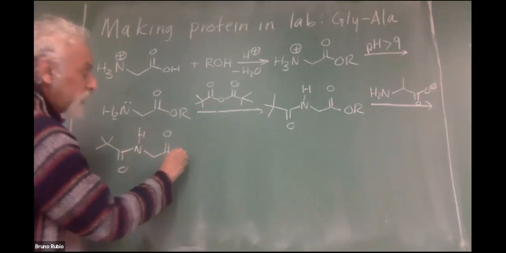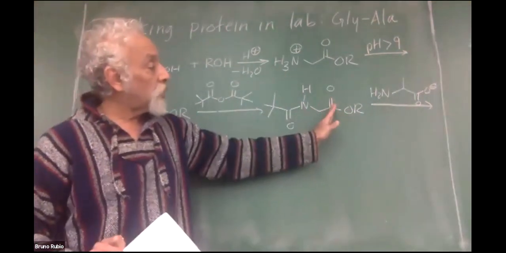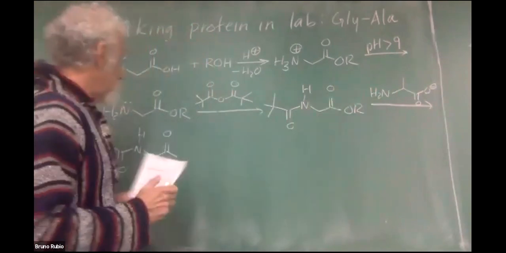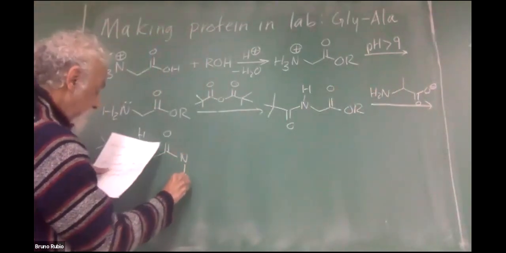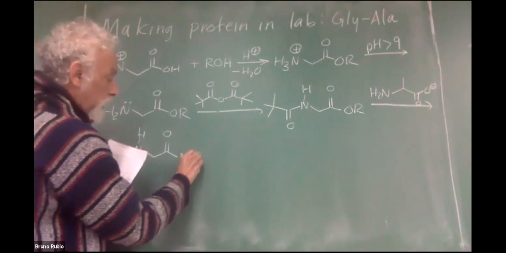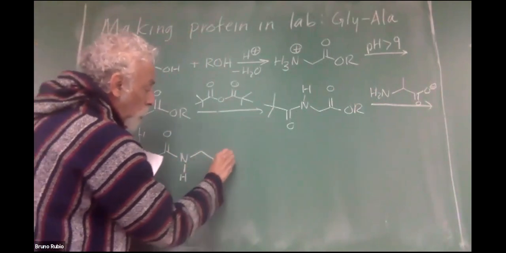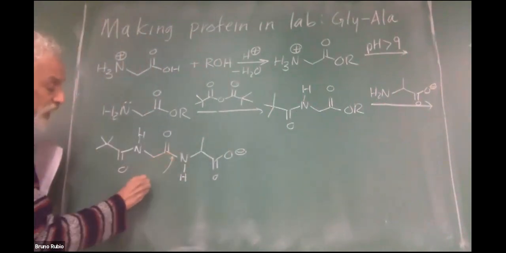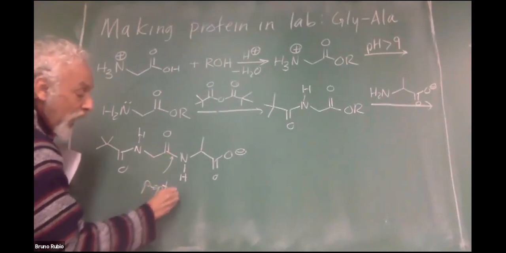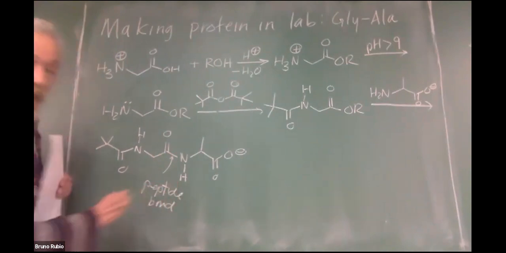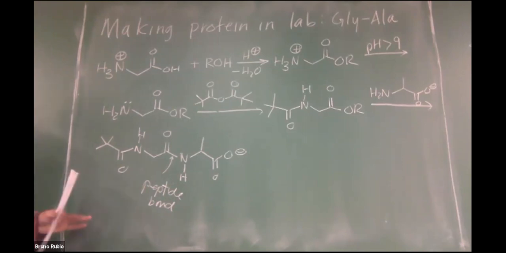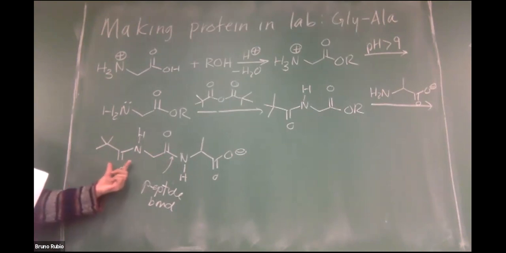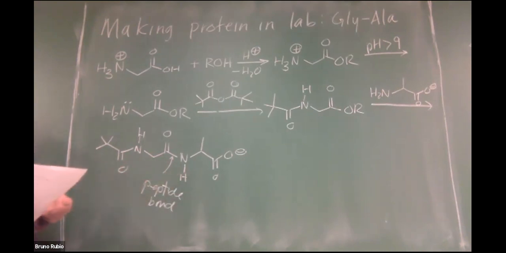All right, and so now this OR group, that breaks off, that's the leaving group. This is the nucleophile that comes in, minus a proton, and voila, what we have done is to create that precious peptide bond, which is what you call the amide bond in a protein or a peptide. So we've created that peptide bond, we've stuck together the glycine with the alanine.